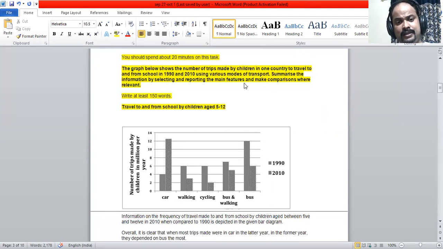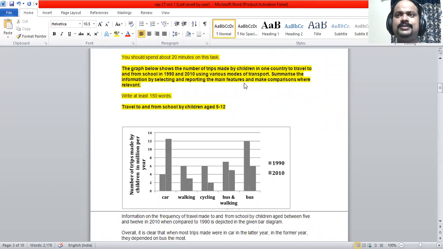You can say they depended on different modes of transport. Some of them use cars, some of them use bus, some of them use cycles, and some of them went on foot. So a comparison is given of what was there in 1990 and what happened after 20 years. So a clear-cut comparison is there. So we have changes there.